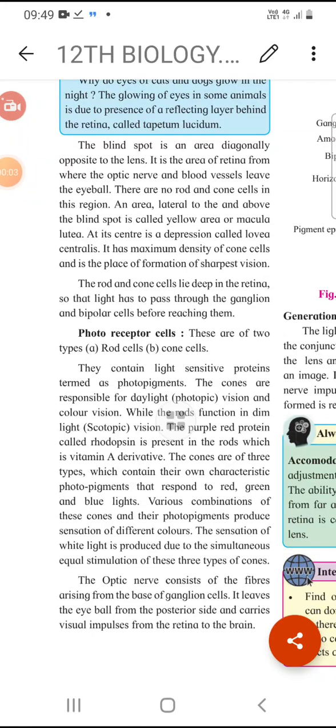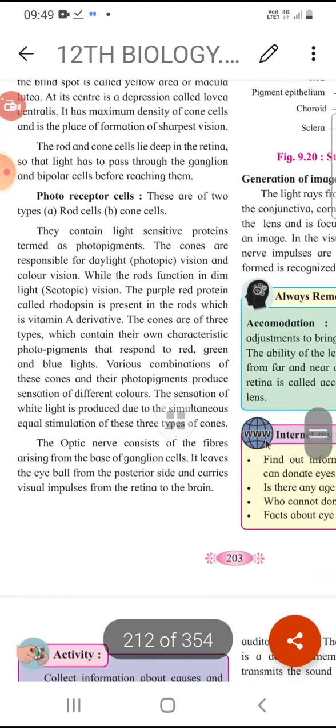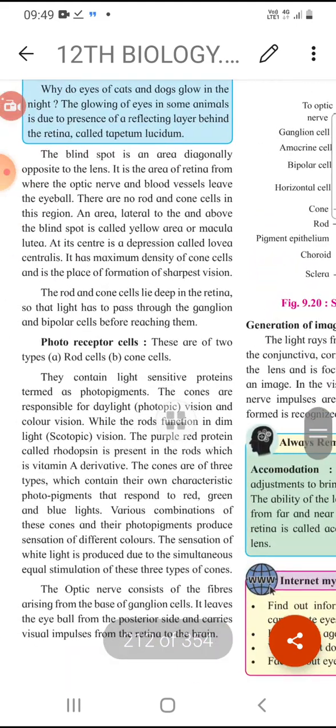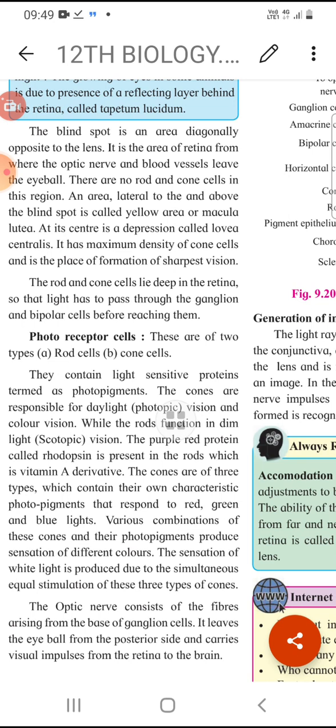So we have already understood the structure of eye and learned the diagram of the structure of eye. There are a few things that still have to be covered. The first thing in the diagram when we were doing, so you all go to page number 203. We have certain labeling which has to be understood.